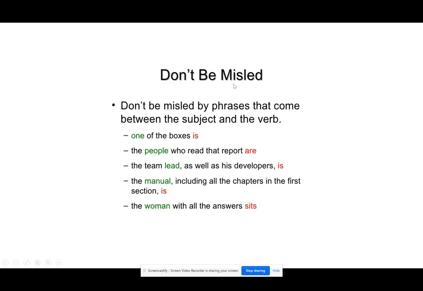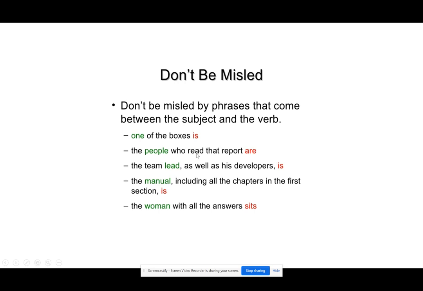Okay, sometimes it's easy to get misled by phrases that come between the subject and the verb. And here's some examples. One of the boxes is. Okay, our subject is one. Sometimes people might think we're talking about multiple boxes and need are, but we're not. We're talking about one. One is.